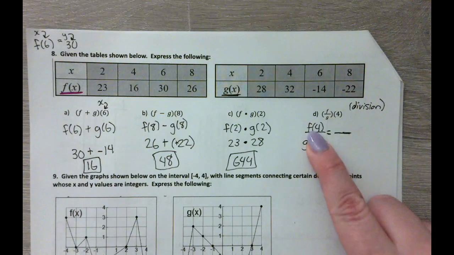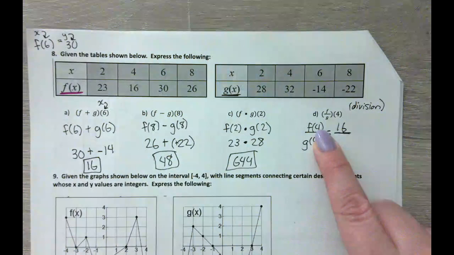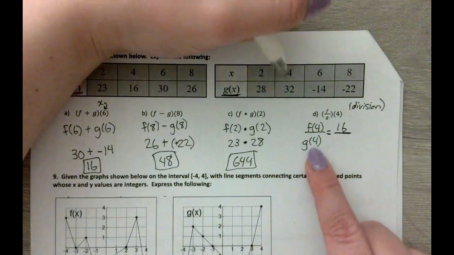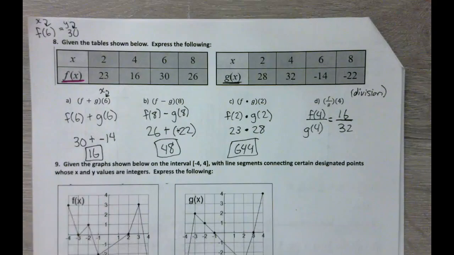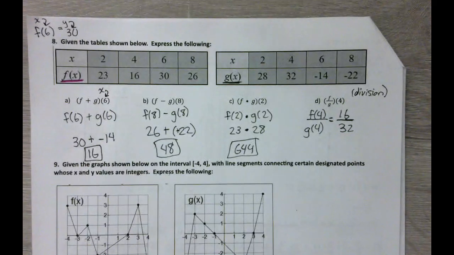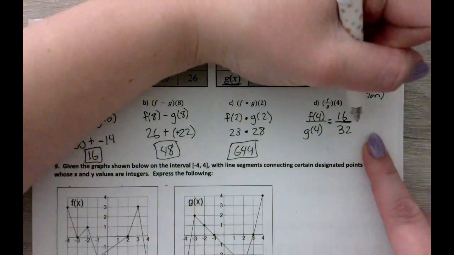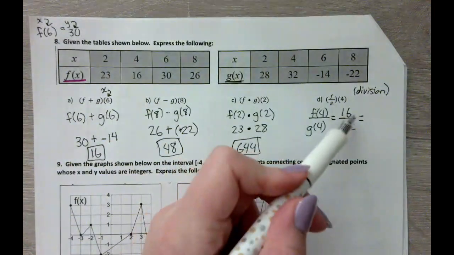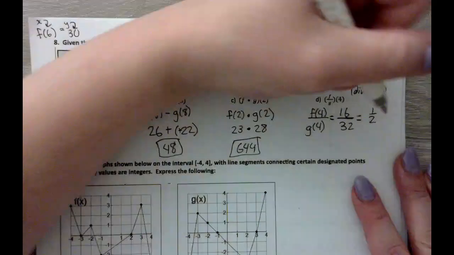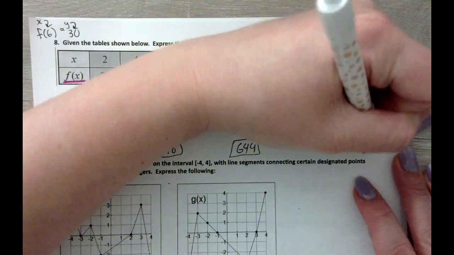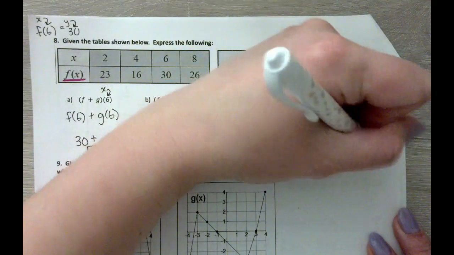All right, f function, when x is 4, f is 16. When x is 4, g function, g is 32. You could put these in a calculator and divide them. That's perfectly fine. If you want to keep it as a fraction, please reduce it as much as possible. Hopefully you recognize that 16 is half of 32, so this would be 1/2 if you leave it as a fraction. Or if you just put it in a calculator and divide, you'll get 0.5. So either one is fine.